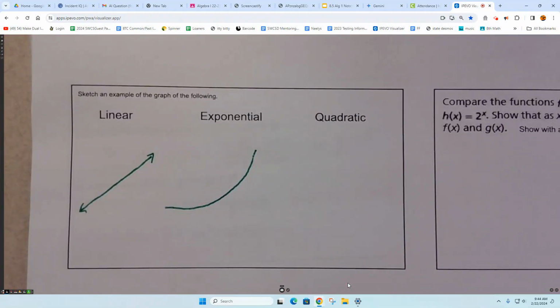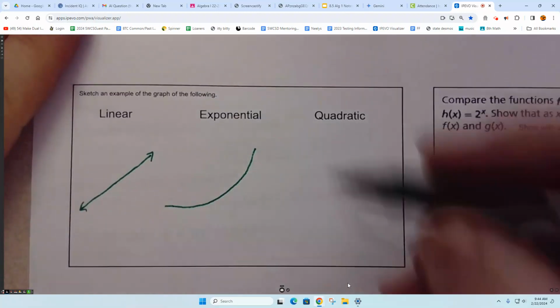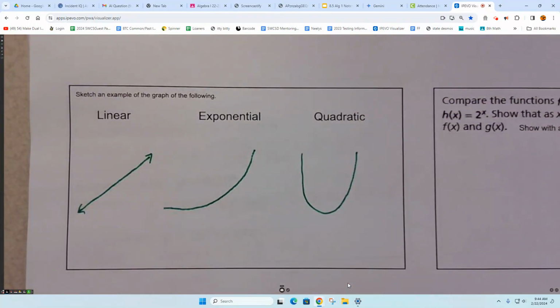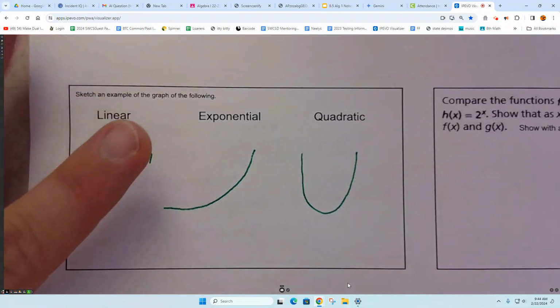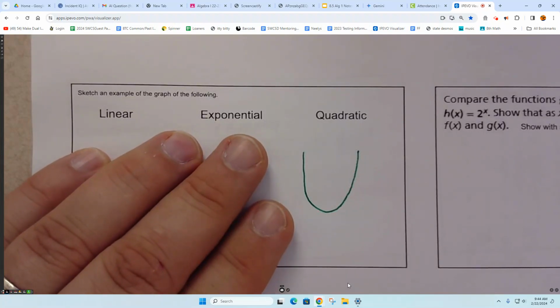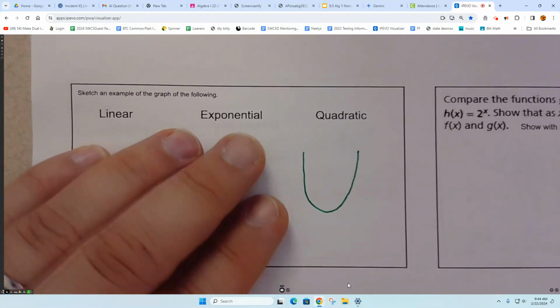Do you remember what the name of the graph of a quadratic is? What the shape's name is? Parabola. Whoa. So there could be a question on the state test, and it shows you a picture like this, and it says, is it linear, exponential, quadratic? I really hope we all get that one right. Okay.